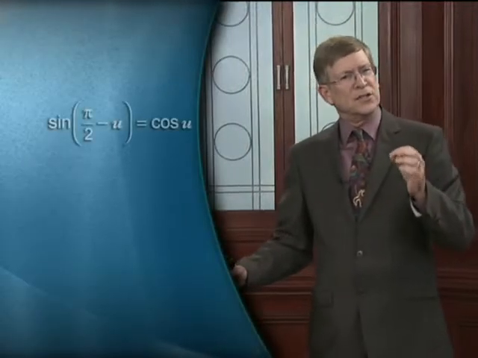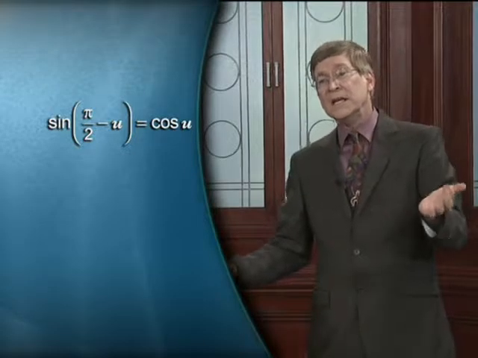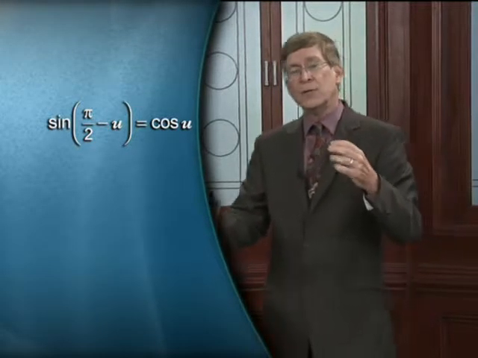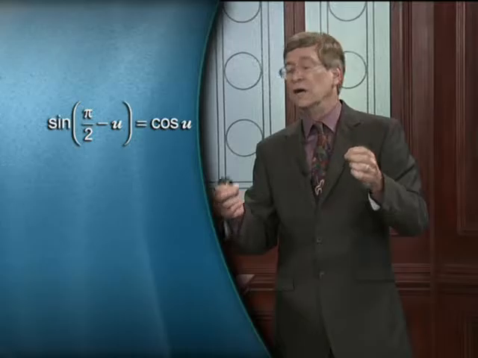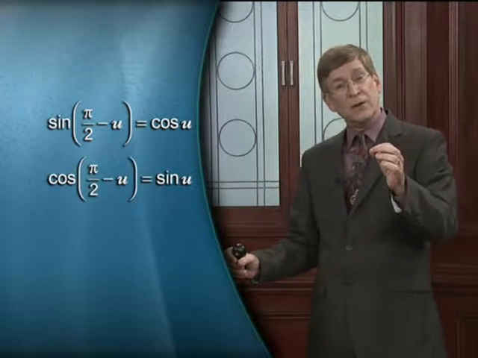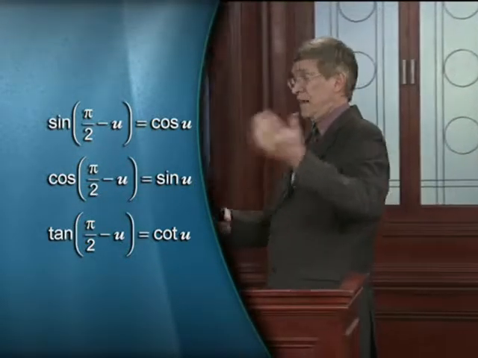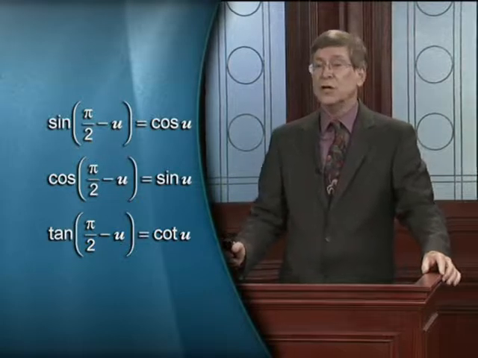And then we had some co-function identities. You might remember that we observed that sine of pi over 2 minus some angle u equals cosine of u. In other words, co-functions of complementary angles are equal. Cosine of pi over 2 minus u equals sine u. And the same is true with tangent. Tangent of pi over 2 minus u is cotangent u. Let me convince you about these co-functions with a picture.